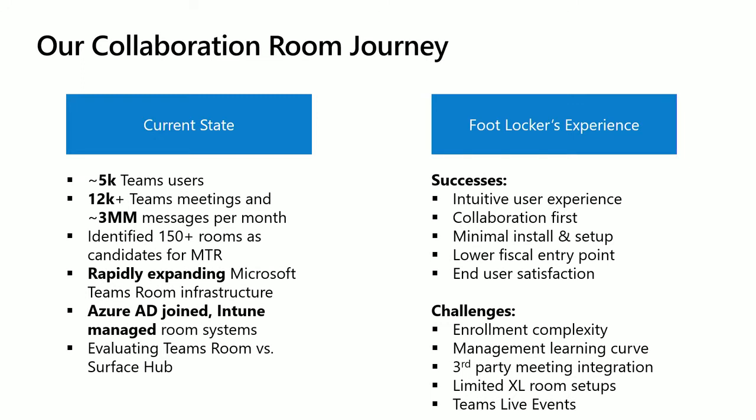Minimal install and setup, at least for us from a hardware perspective, it's pretty easy. You mount the unit underneath the conference table. So it's very quick. And then a lower fiscal entry point, because we can determine how we want these rooms to be positioned from a hardware perspective. So if you want to spend $50 on a webcam, that'll work. If you want to spend $5,000 on a camera system, that'll also work. So you can flex the spend based on how you want to position your rooms, which has been successful for us. And then lastly, as I've already mentioned, the end user satisfaction has been outstanding.